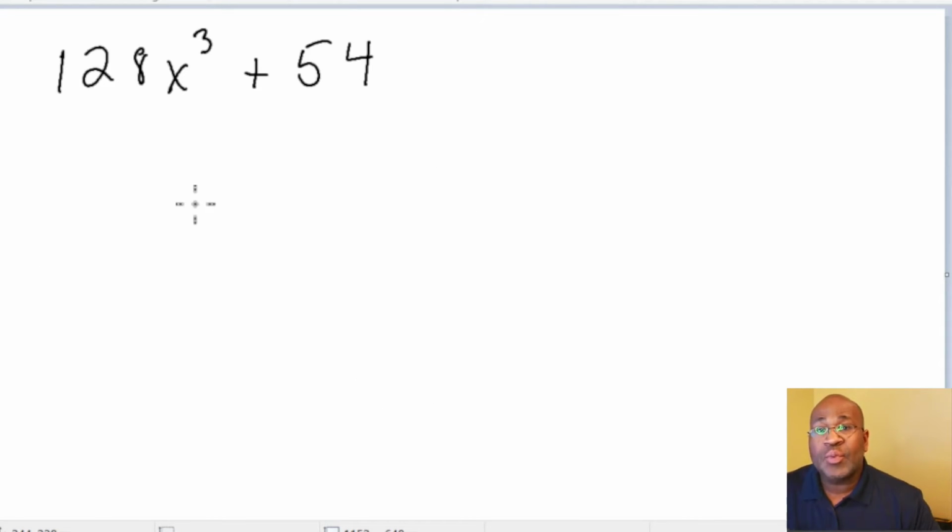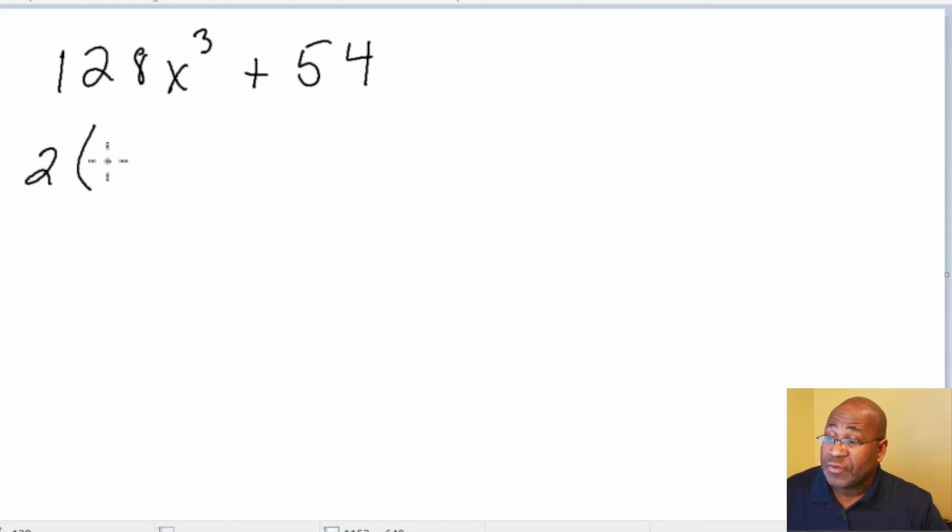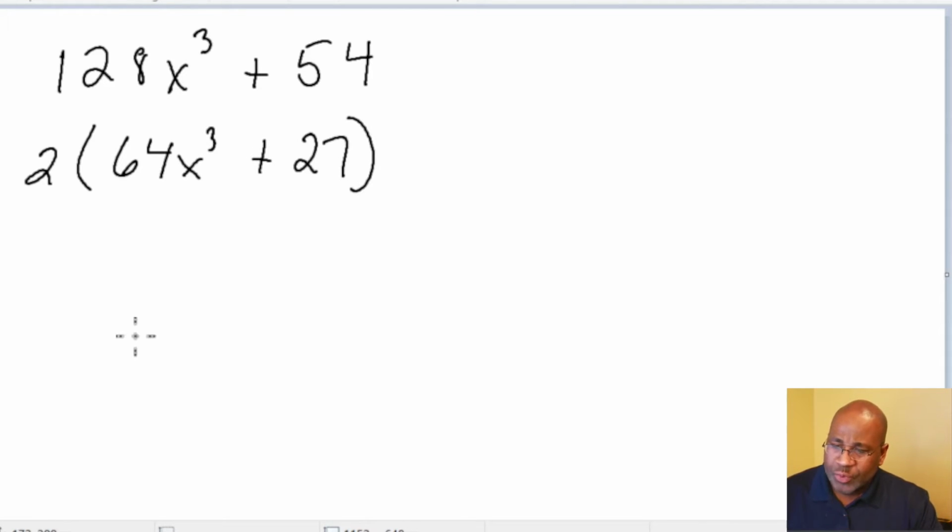In this example, we have 128x cubed plus 54. Look for greatest common factor. Here, both of these numbers are even, so looks like we'll have a common factor of 2. Factor out the 2, that gives us 64x cubed plus 27. Once we factor out the 2, we look at what we have left over. How many terms do we have here? Got 2 terms. If this is going to be factorable, it needs to be one of the special forms.